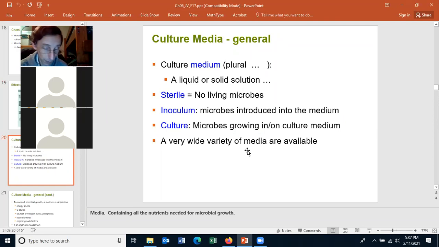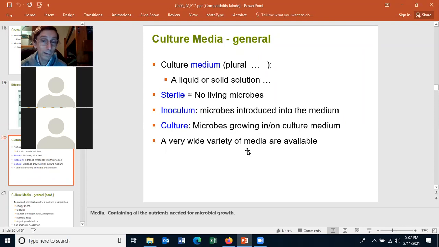You know some general purpose media like TSA or NA, nutrient agar with yeast extract. And they're liquid if they are in a broth, meaning they're liquid. And to solidify that, we use a solidifying agent, usually agar, but there could be other solidifying agents such as starch or gelatin.